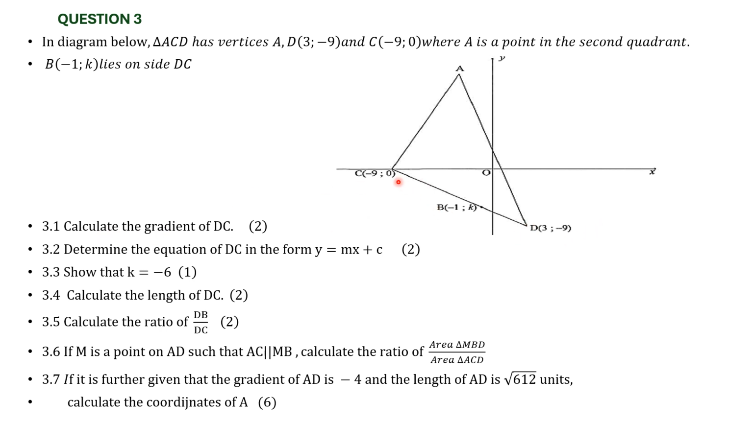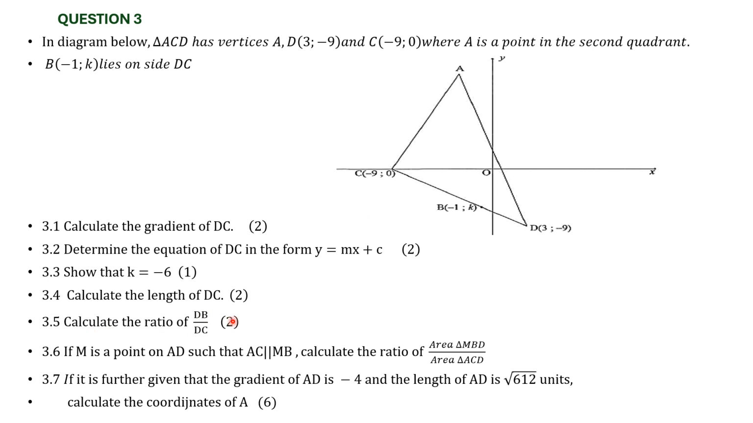So I have two coordinates. I should be able to calculate the gradient. Equation of DC, so I get the gradient from there. I just need to find the y-intercept, c. So we'll substitute a point in one of the two to get c. Show that k equals -6. So if I have the equation of that line, I can substitute -1 in the equation and get the y value. Then they want the length of DC, so distance formula, use that, we can get that.